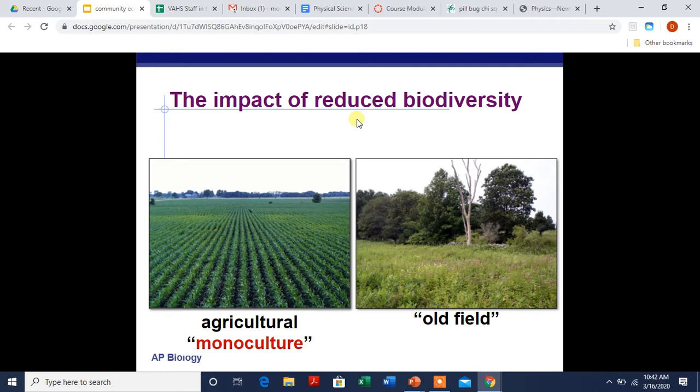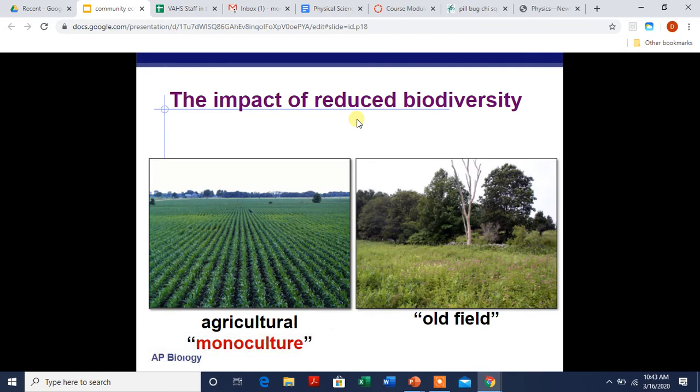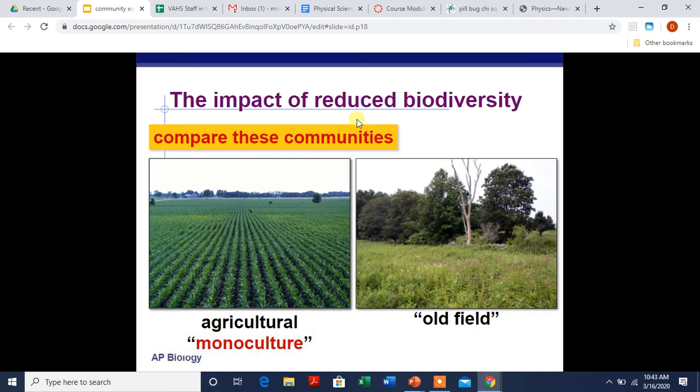Here you can see the examples or impacts of reduced biodiversity. So on the bottom here, this is a monoculture or a cornfield. All of the corn is basically genetically the same. It has a very, very, very low species richness and very, very low species evenness. And here is an old field. It has high species richness and pretty high species evenness. Look at all the different things you can see in this picture.